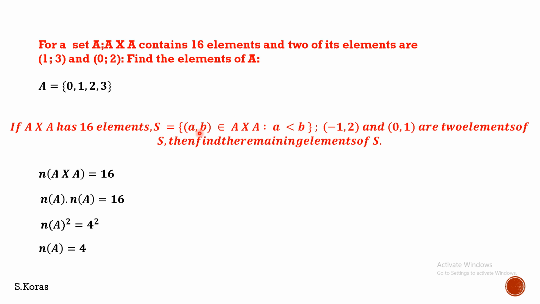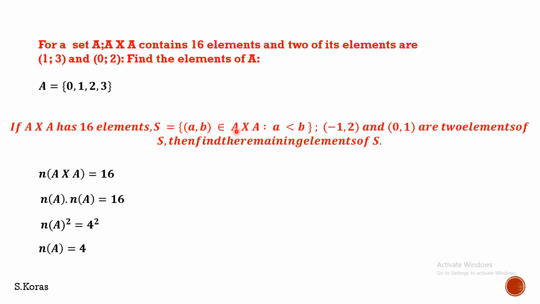The clue says minus 1 comma 2 and 0 comma 1 are two elements of S. So this S has two elements. One element is minus 1 comma 2 and another element is 0 comma 1. If you see, all the 4 elements are distinct from one another. So it is a very important and main clue for us.